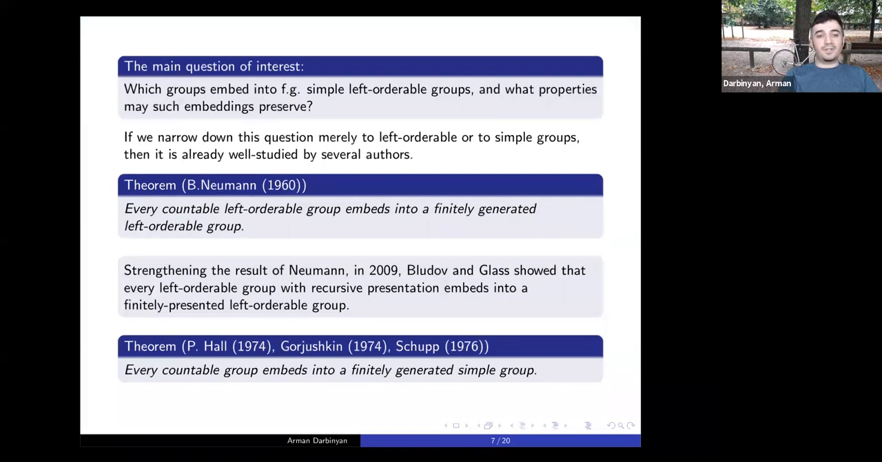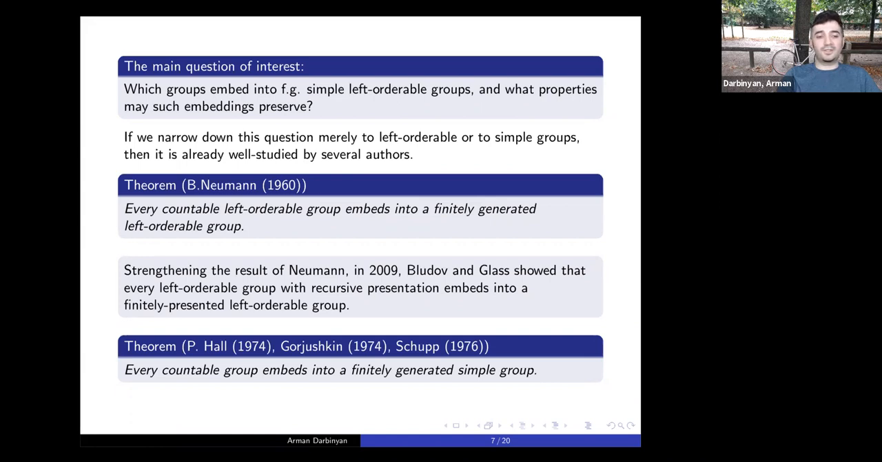So the main question that I would like to touch on in my talk is which groups embed into finitely generated simple left orderable groups, and what properties such embeddings may preserve. It's worthwhile to note that this topic is quite an old one, and if we skip the terms simple or left orderable from the statement of the question, then it already has a rich history. For example, in 1960 Neumann showed that any group that is countable and left-orderable is a subgroup of a finitely generated left-orderable group.